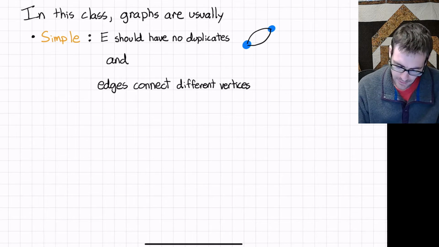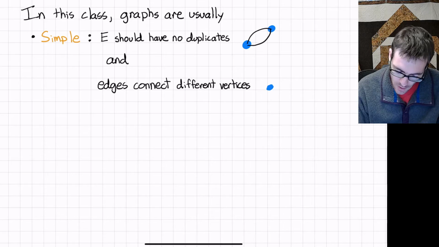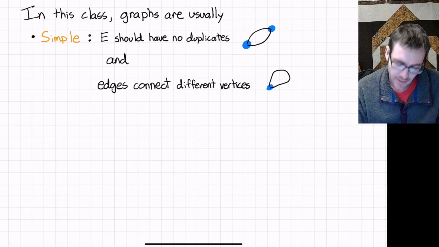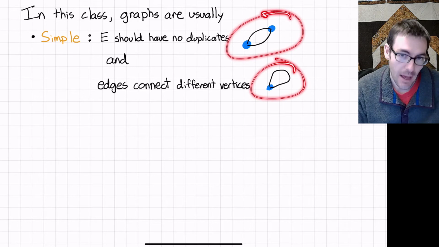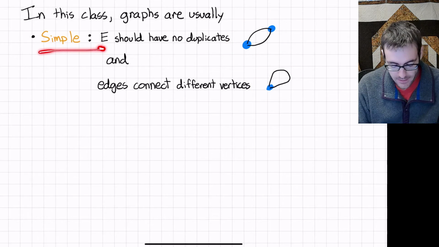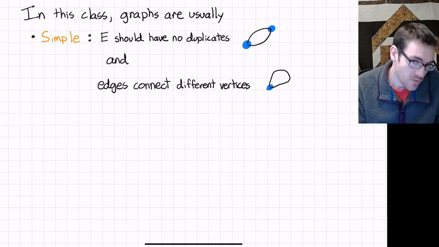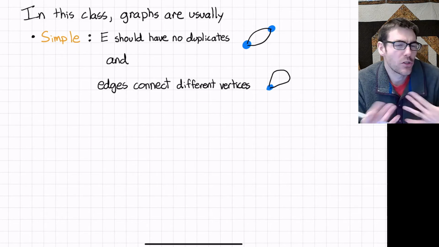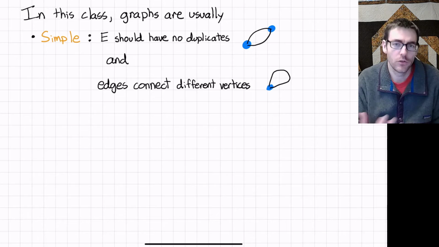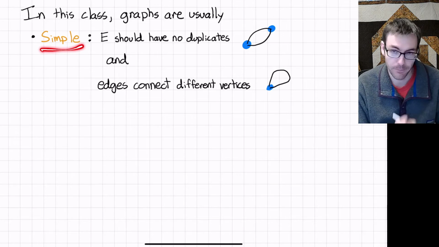Related to this, we also want to specify that no edge can leave a vertex and come back to the same vertex. If either of these things happen, then the graph is not simple. So most of the time, I will remember to specify that we're working with a simple graph, but in general in this class, we will assume that all of our graphs are simple.